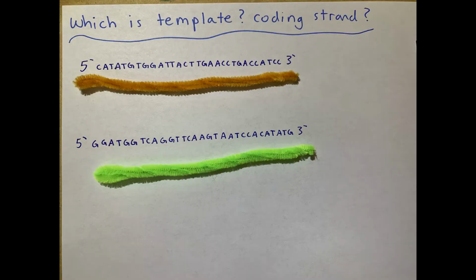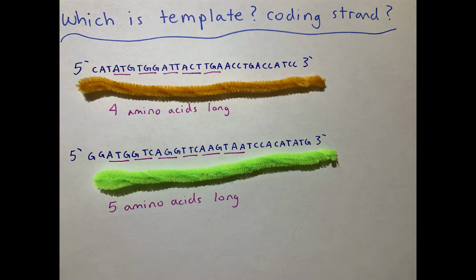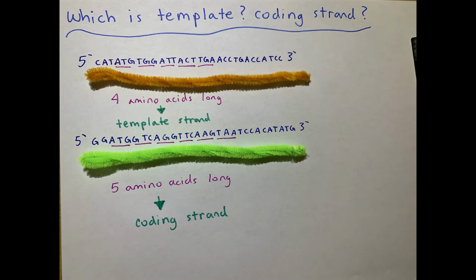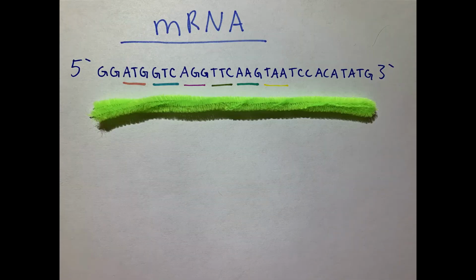Which is the template strand and which is the coding strand? The orange strand's protein is only 4 amino acids long versus the green strand's protein being 5 amino acids long. The orange strand is our template strand and the green strand is our coding strand. We will be using the coding strand, or the green strand, to demonstrate point mutations in this video.